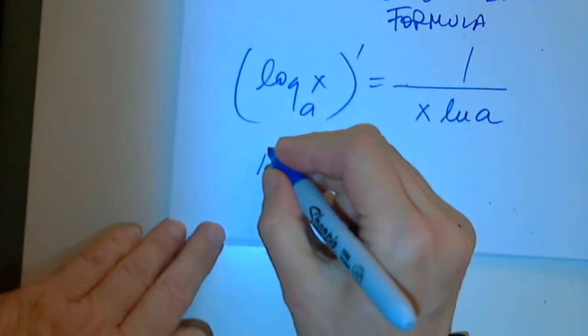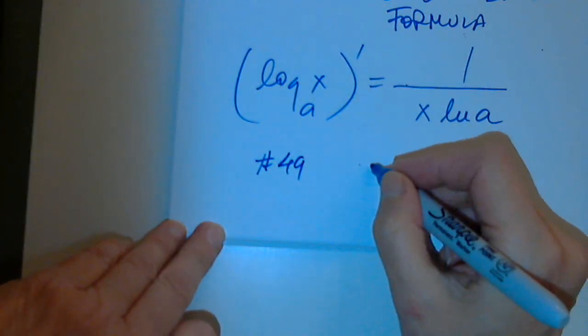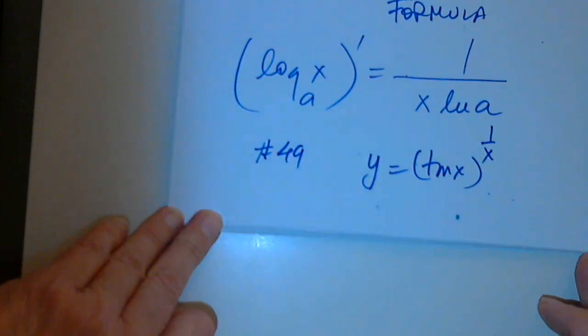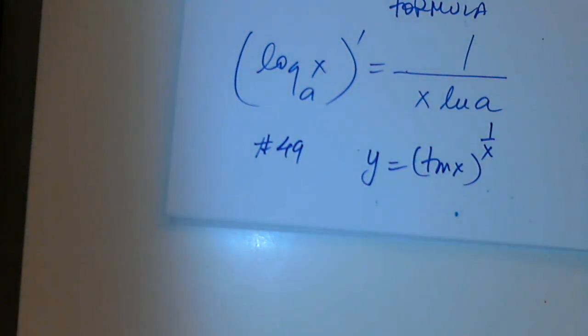So 49, y equals tangent raised to 1 over x. I have a function raised to another function. There is nothing I can do. I have to apply log to both sides. I have to apply log because I need this mechanism, or property, that only log has to bring the power in front as a factor. There is no other function that does that.